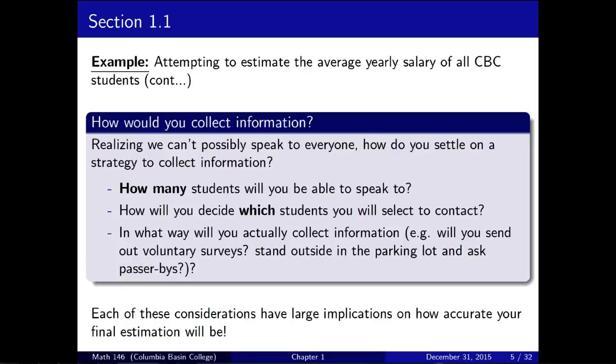Now, how are you going to go about getting that information? You have to decide how many students you are going to talk to. You have to decide which of the students you are going to talk to. And you have to decide how you are going to actually get to them. Are you going to send out surveys? Are you going to try to track people down on campus? All of these different options are going to have pretty big implications on how accurate your final results are.